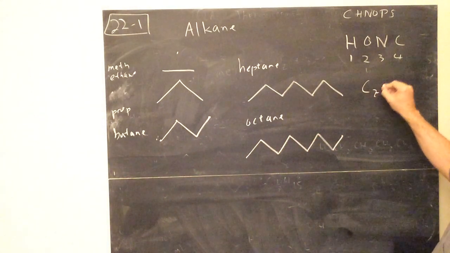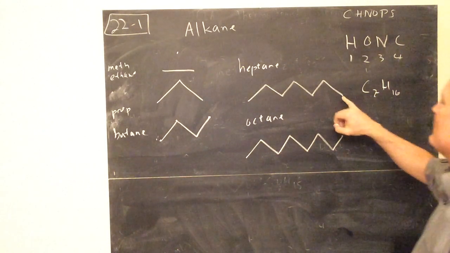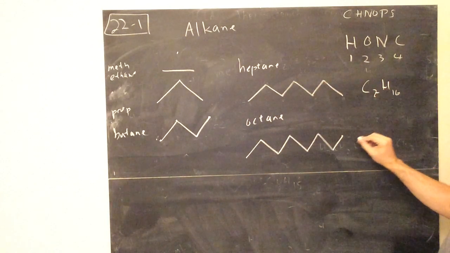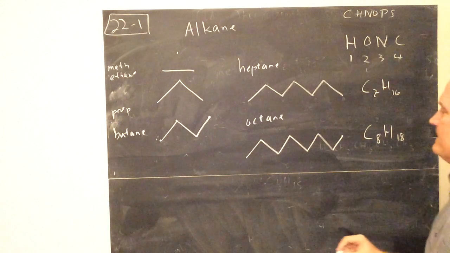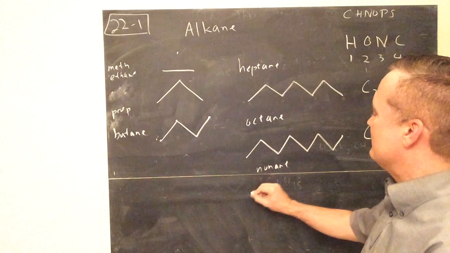So heptane is C7H16. So you double it and add 2. So 1, 2, 3, 4, 5, 6, 7, 8, 9, 10, 11, 12, 13, 14, 15, 16. Okay, and then octane is C8H18. And then nonane, don't hear that one too much.